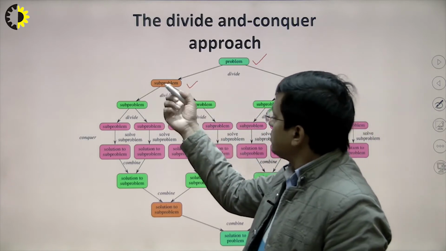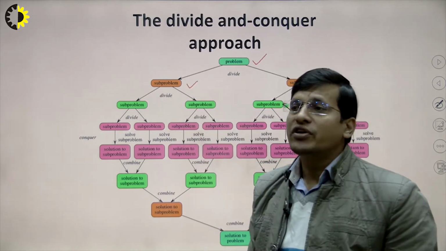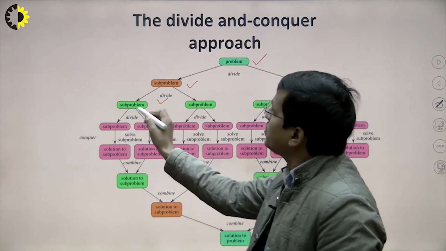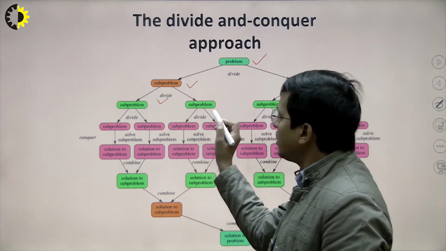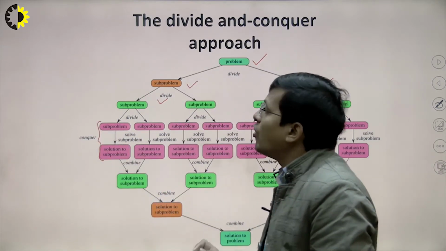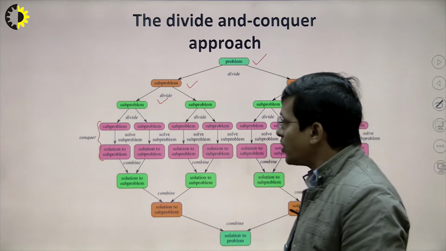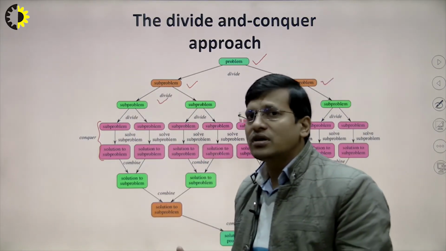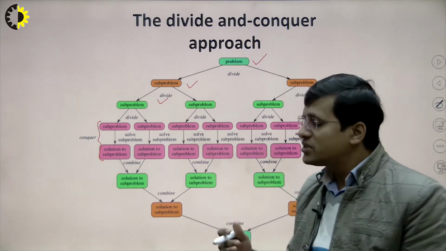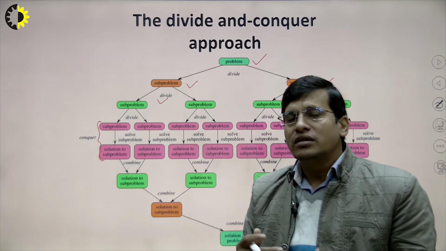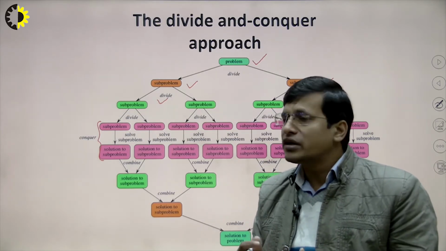And then let's say this sub problem is also very huge, it's very difficult to solve, so again we have to divide. Now the sub problem is divided into sub problems. Here is the conquer strategy, this means we are trying to find the solution of the sub problem. Because this approach is recursive, the function calls itself, so we are calling the division and finding the solution recursively.